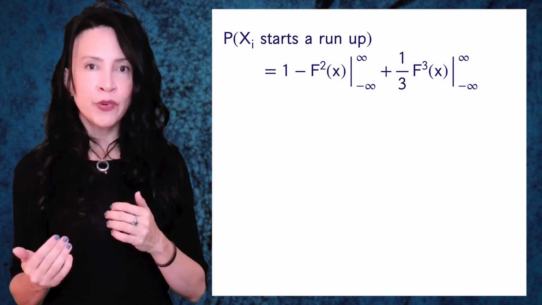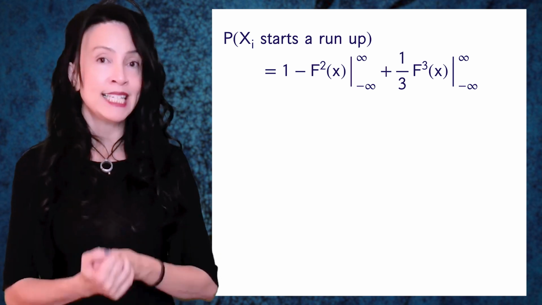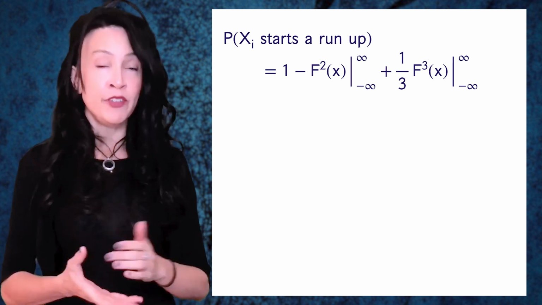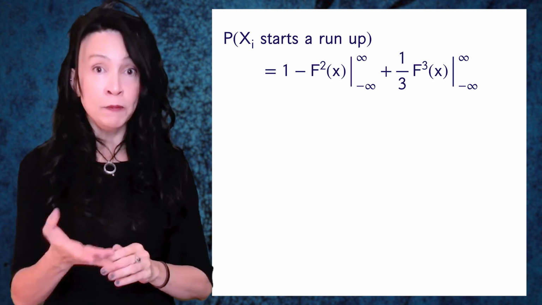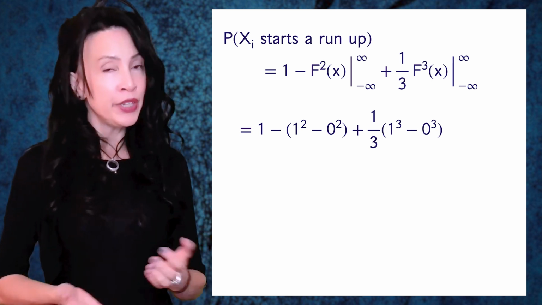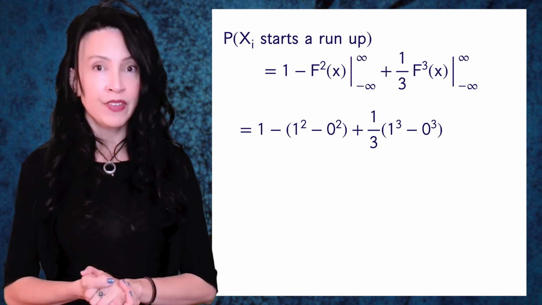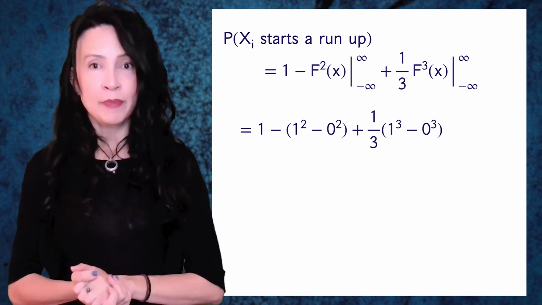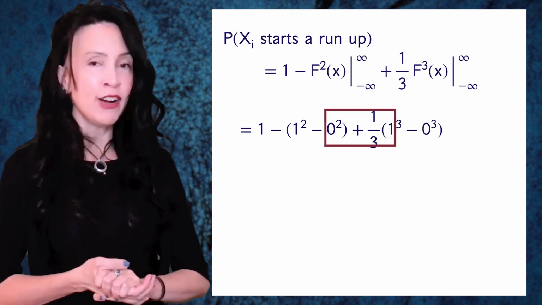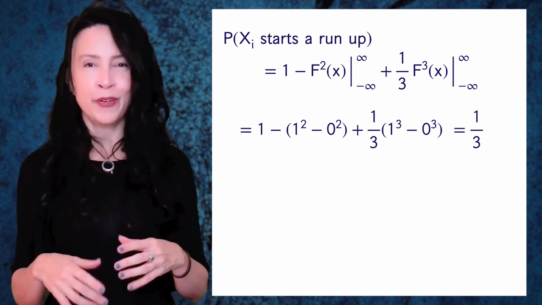Just like we talked about before, as you let x go off to infinity, the CDF always goes to 1 because it is a cumulative probability, and that is representing the probability that a random variable is less than or equal to infinity, and that's 1. And when x goes off to negative infinity, you're talking about the probability that a random variable is less than or equal to negative infinity, and that's 0. So when I plug this in and I plug this in and subtract, I get 1 squared minus 0 squared. And then over here, I get 1 cubed minus 0 cubed. Throwing these all together, we get 1/3.